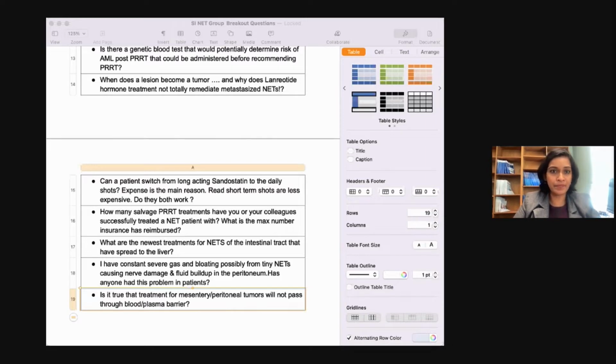Now, I am not going to talk about pancreatic tumors, which have a few other options, including capecitabine, temozolomide, and sunitinib. But some of those questions come up even in the context of small bowel neuroendocrine tumors.